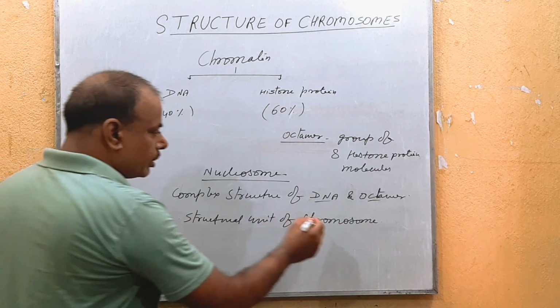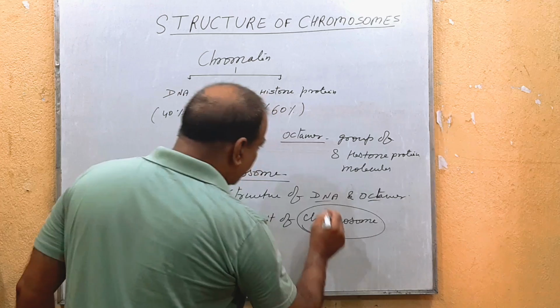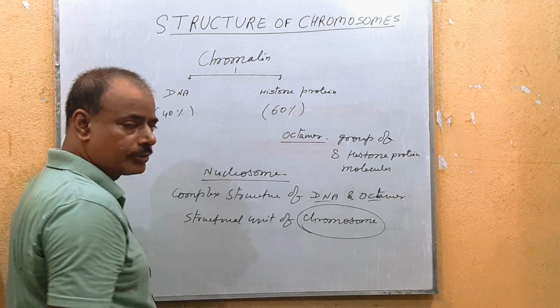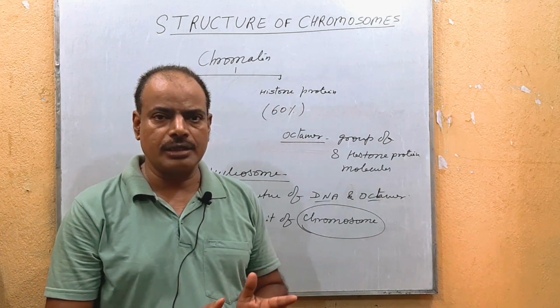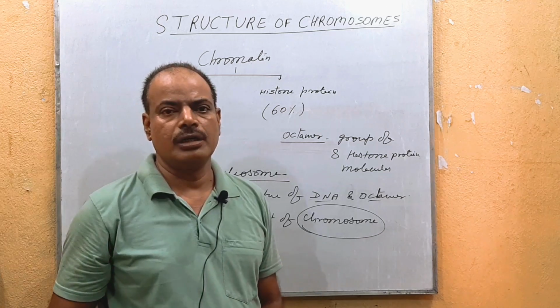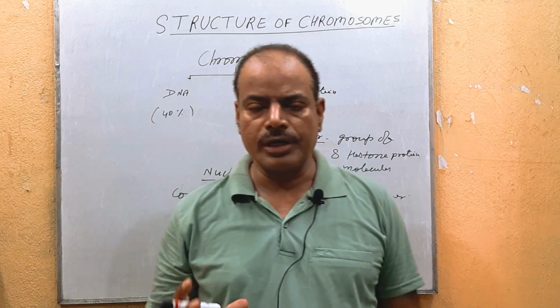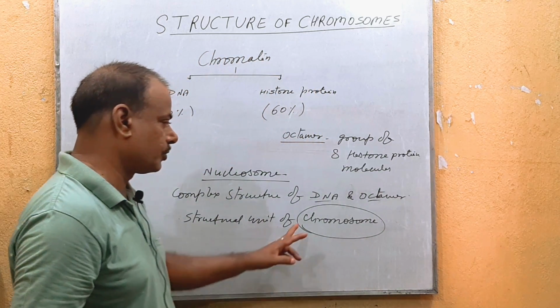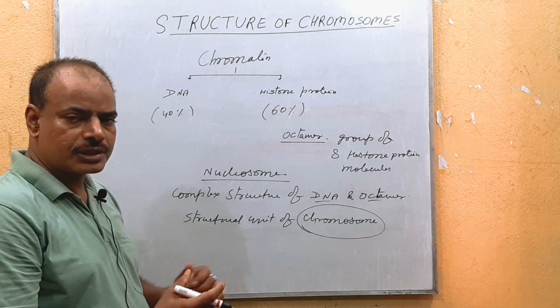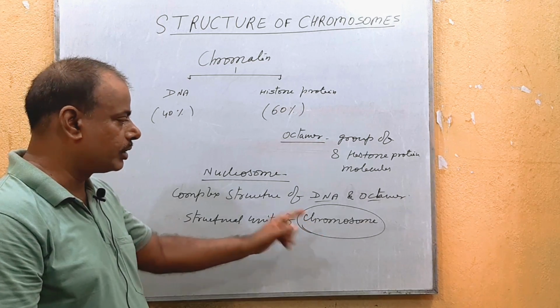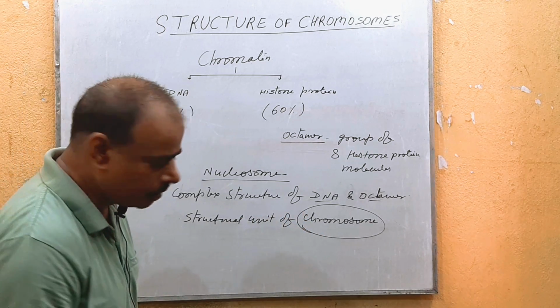Here chromosome is also known as chromatin thread, because when the chromatin thread or chromatin fiber is coiled and condensed, it is known as chromosome. It accepts dye or color, therefore it is known as chromosome.